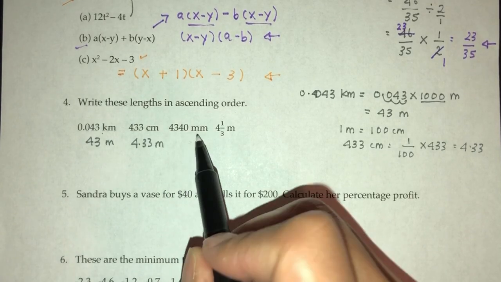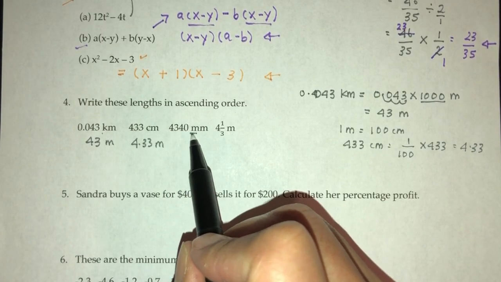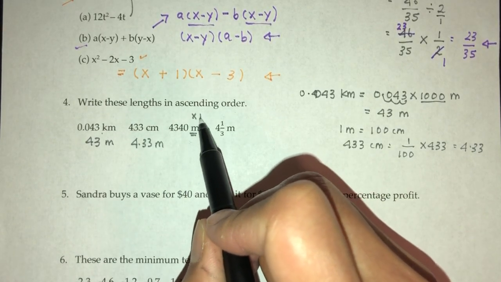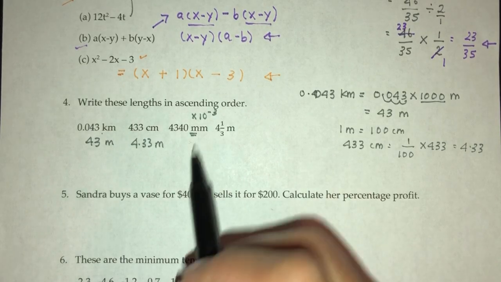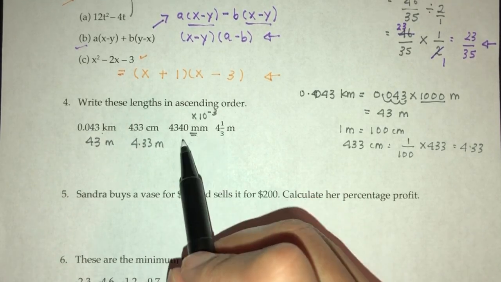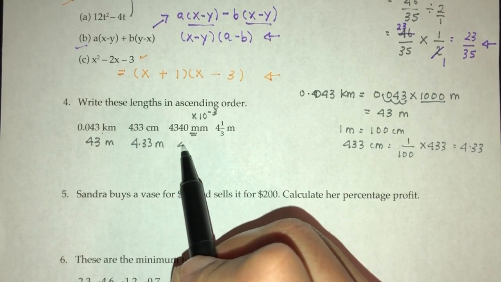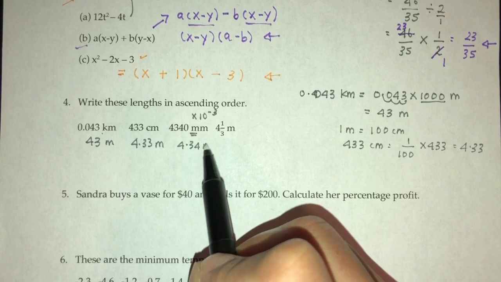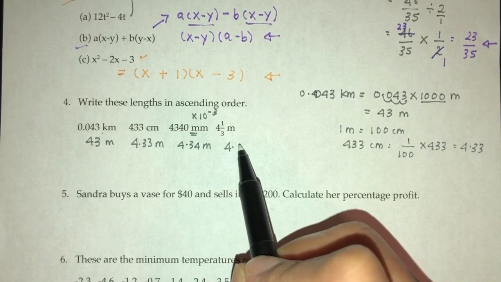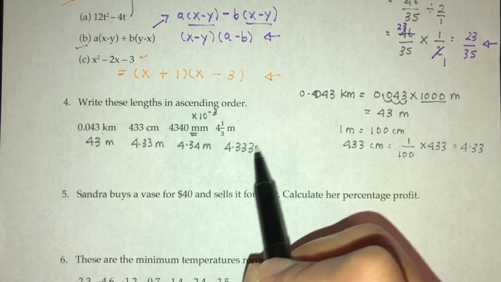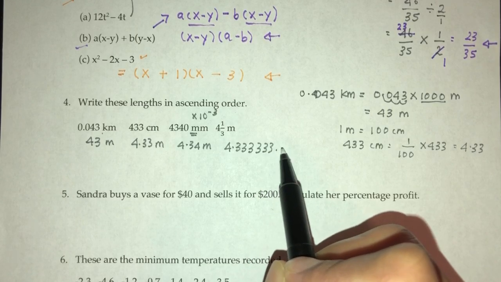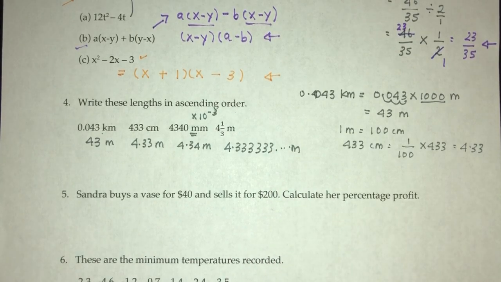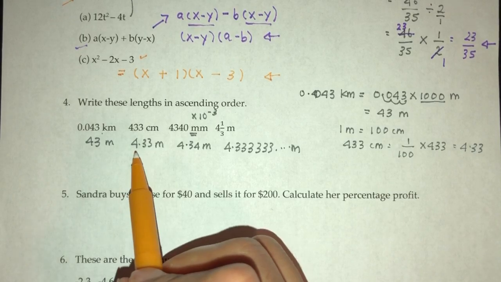Now for this one, here we have millimeters. This m here is 10 to the power minus 3, so you will have divided by 1000, that will be 4.34 meters, and this one is 4.33333 meters. Now we have to compare which one is the smallest. By observation, this one is the smallest.